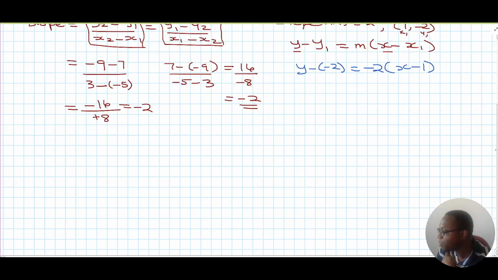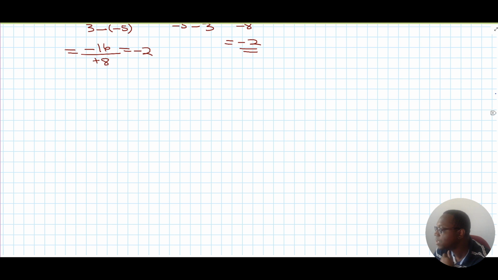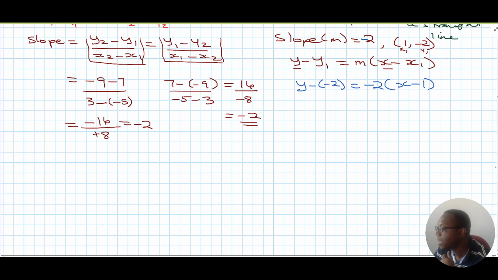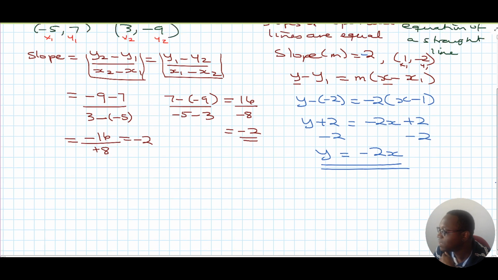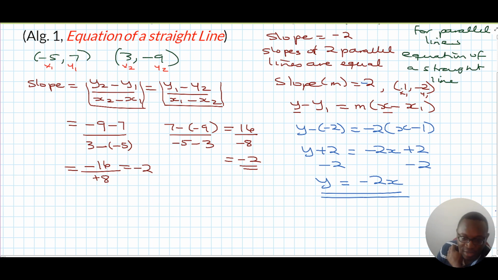Let's create some more room here. y minus -2 is y plus 2. This is equal to -2x plus 2. So now we are going to subtract 2 from both sides. And so y equal to -2x plus 0. So this is the equation of the line that is parallel to the line that joins those 2 points together. Questions?